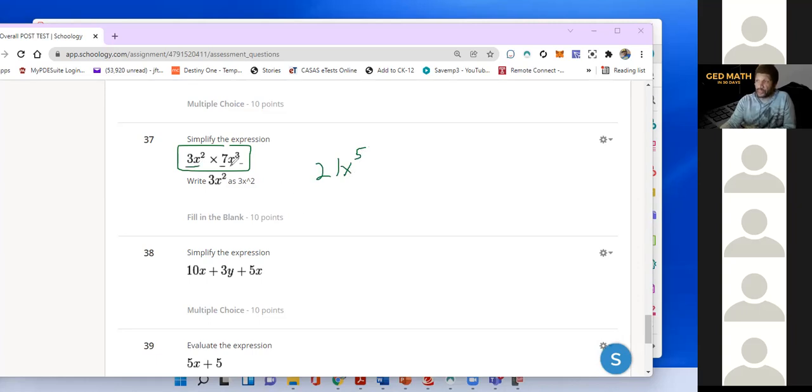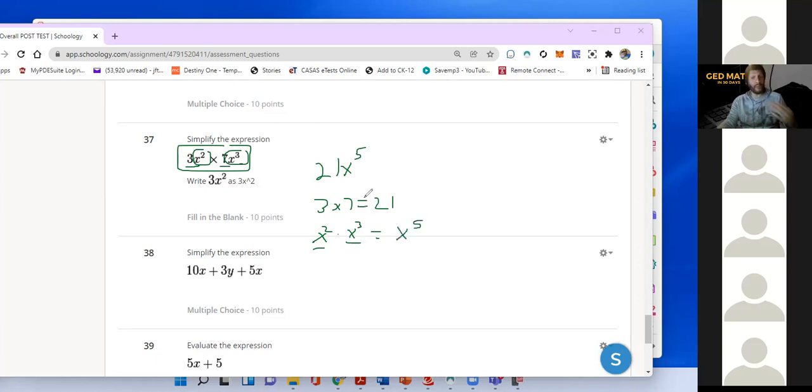Why? Because you look at the 3 and the 7. 3 times 7 is 21. And then you look at the x squared and the x to the 3rd. X squared times x to the 3rd. They have the same base, so we add the exponents. 2 plus 3 is 5.